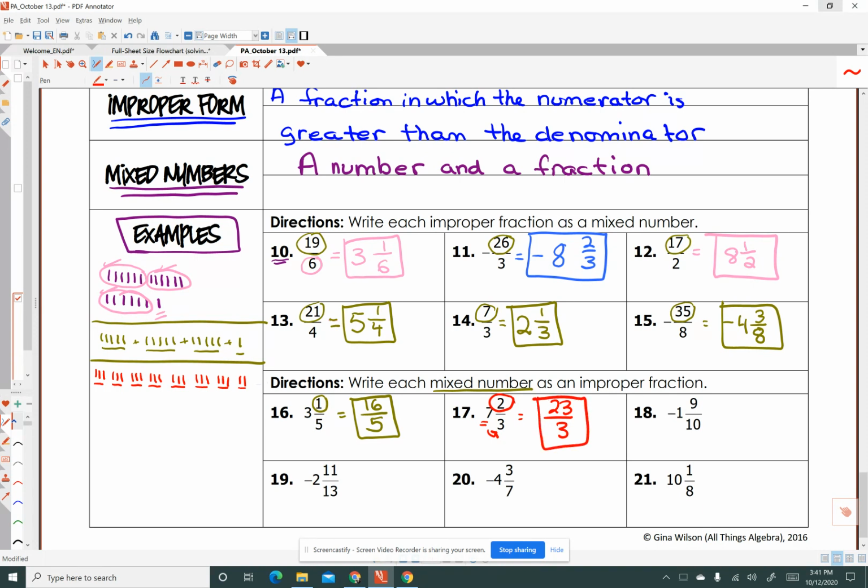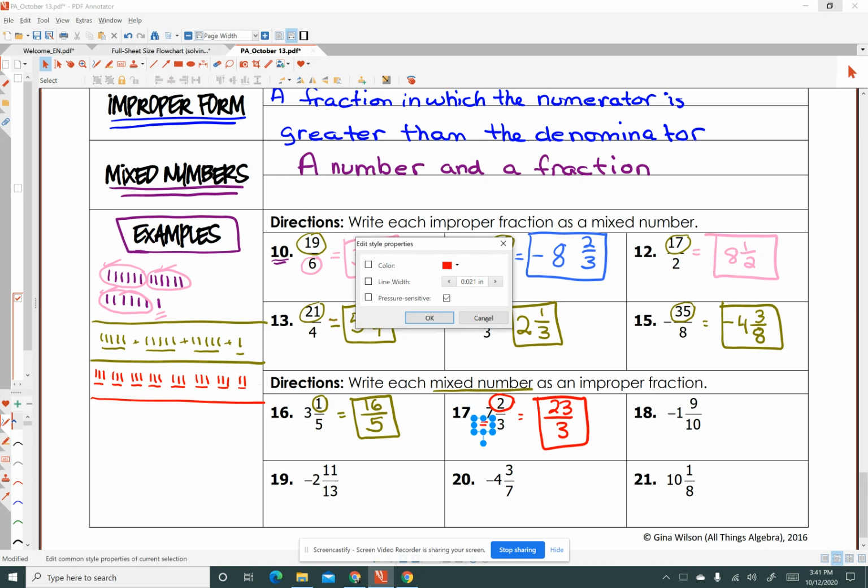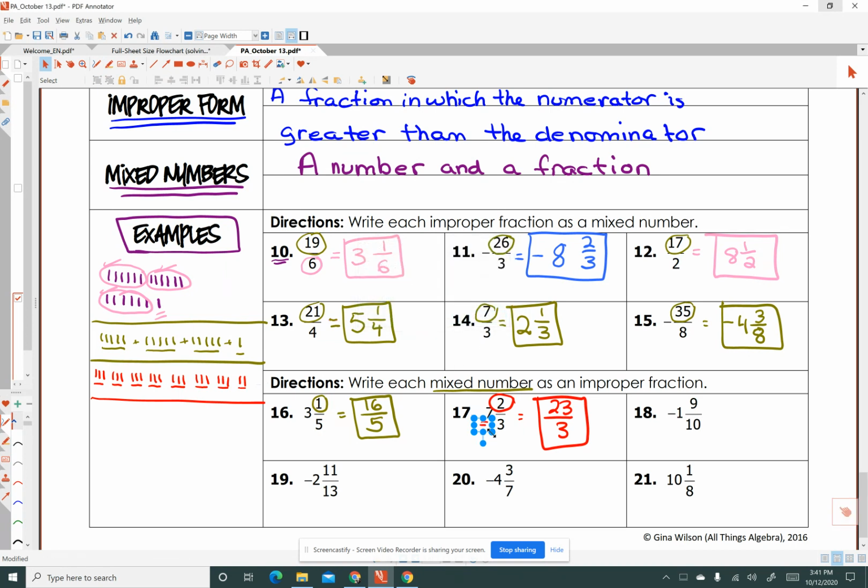So what would be an easy way without making these drawings? Is there a quicker way that we can get from the mixed number form to the improper form? And here's what it is. I'm going to show you a little bit of a trick.